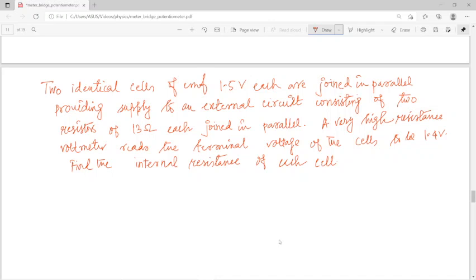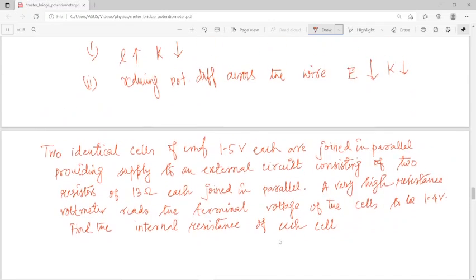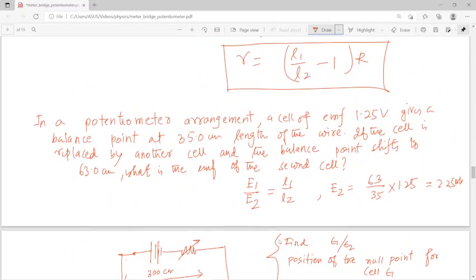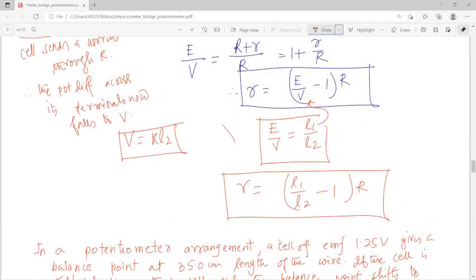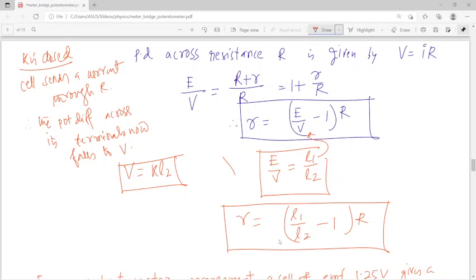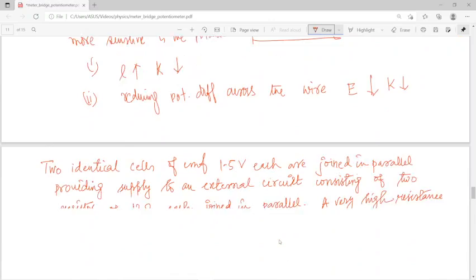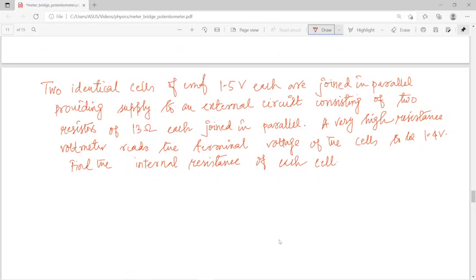So I think you can solve it, because if we want to find the internal resistance, there is a formula that internal resistance can be written as r = (E/V - 1) multiplied by R. So if we write the formula, r is equal to E by V minus 1 into capital R. In that particular case, you know the value of E is 1.5 volt and the value of V is 1.4 volt.